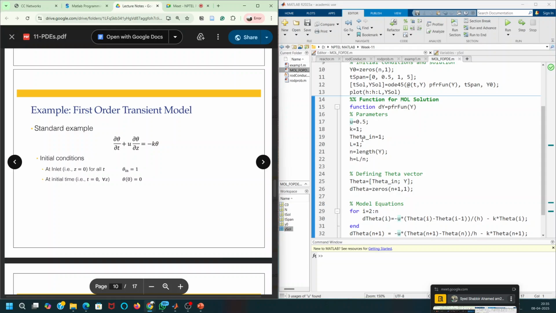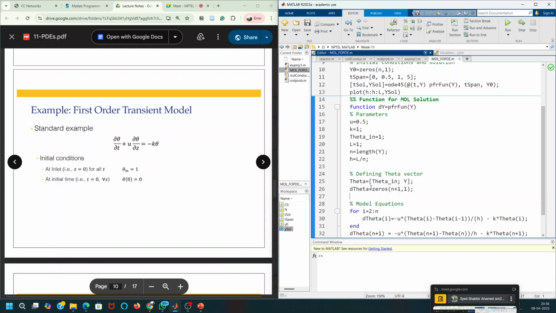Here the parameters are u equals 0.5 and k equals 1. Then we have theta, a vector which has all the values of theta from the first node to the last node. The first node is already given, which is the boundary condition, so we are giving it as theta n. And y is the solution from the second node to the last node for values of theta. So y is something which we have to solve for.